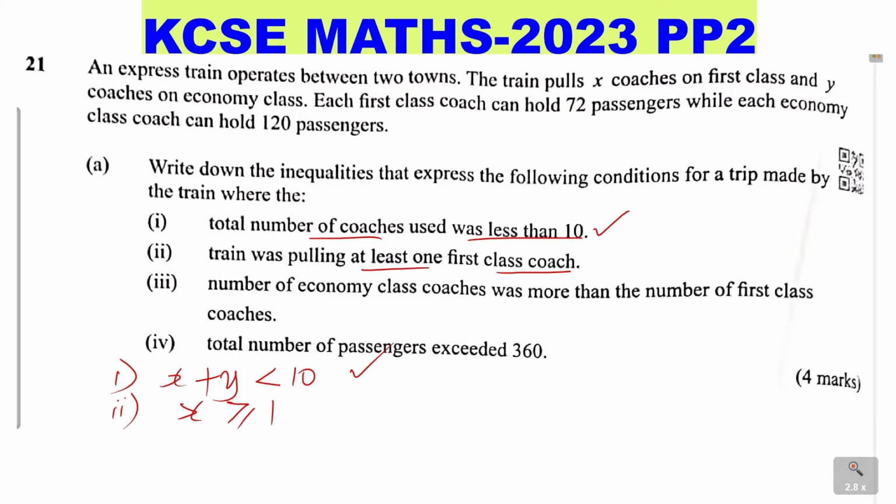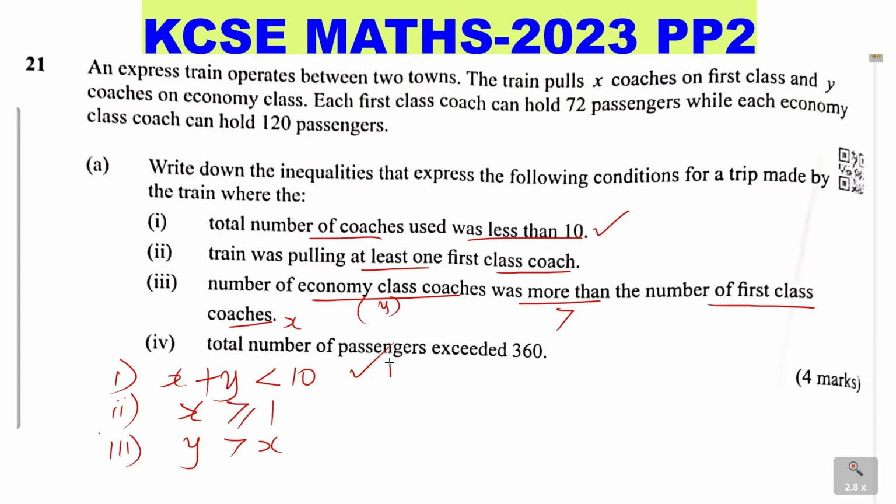Then 3, number of economy class coaches, which is represented by y, was more than means greater than, the number of first class coaches, which is represented by x. So that one, this is how we're going to write it. The number of economy class coaches, which is represented by y, more than means greater than the number of first class coaches, which is represented by x. So that is how we're supposed to write it.